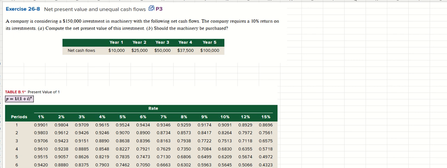Okay, from this investment here, the company does require a ROI, a return on the investment, of 10%. So for letter A, we have to compute the net present value of this investment. And letter B, should the machinery be purchased?